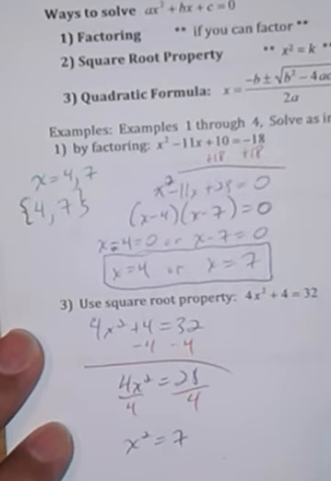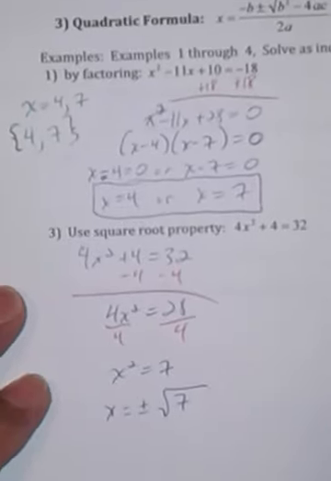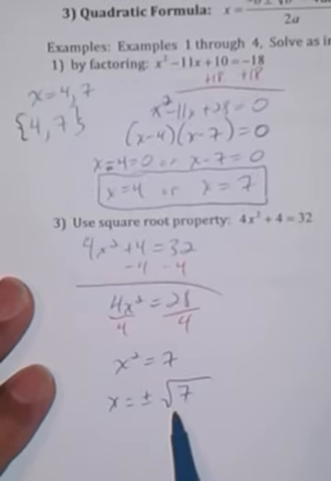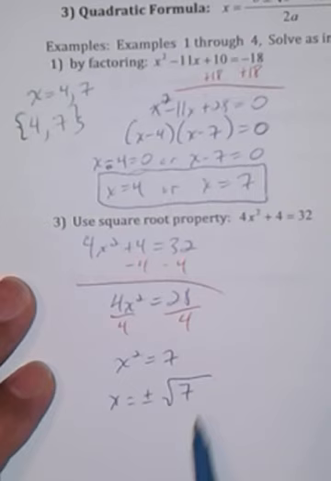Okay, and so when you have x squared equals something and you're solving for x, x is positive or negative square root of whatever's on that side. And so you have x is positive or negative square root of 7. And then you want to simplify that. We cannot simplify the square root of 7, we can approximate it, but we don't want to approximate it unless we're forced to do that. Okay?